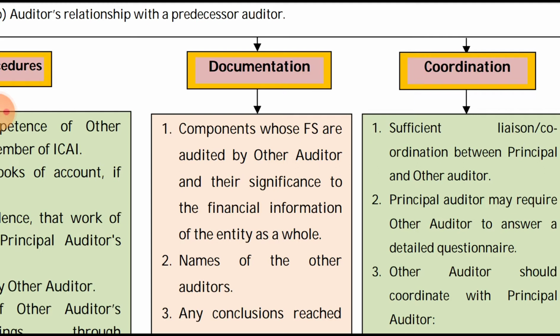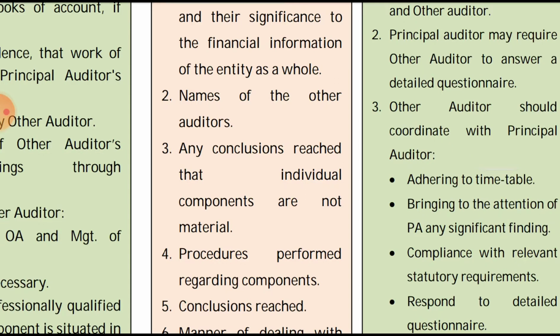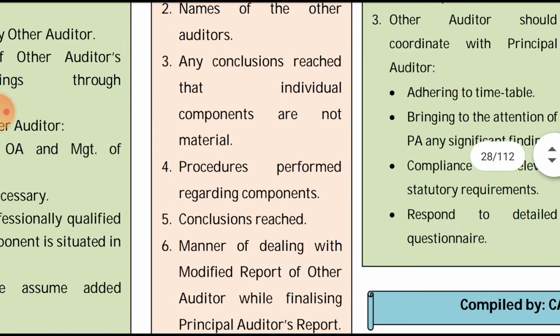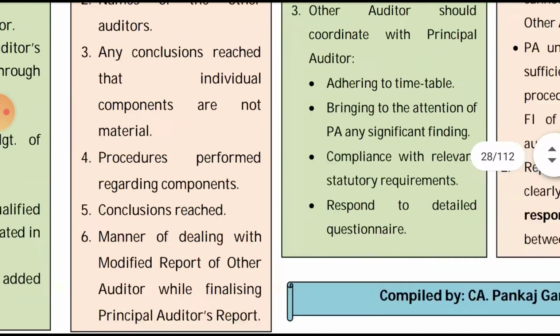That is, the component whose financial statements are audited by the other auditor and their significance to the financial information of the entity as a whole. Name of the other auditor. Then any conclusion reached that the individual components are not material. Then the procedure performed regarding the component, the conclusion reached, and the manner of dealing with the modified report of the other auditor while finalizing the principal auditor's report.